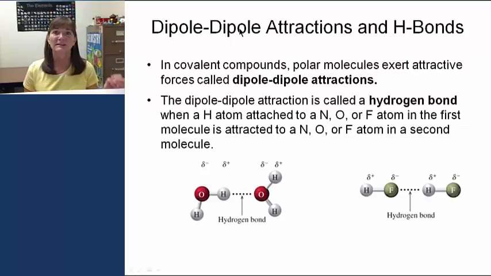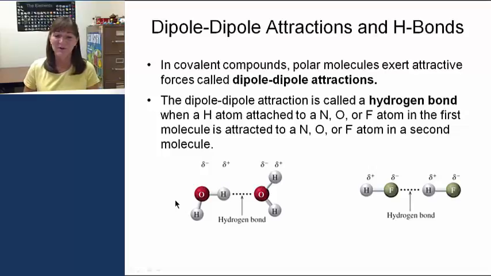In a dipole-dipole attraction, remember when I say the word dipole, that means I have a positive end and a negative end to my molecule. So that molecule is polar. It should make sense that it's going to want to stick to another polar molecule, in such a way that the positive side of this molecule wants to stick to the negative side of this molecule, because opposites attract. A special dipole-dipole attraction is called a hydrogen bond. This is when a hydrogen atom attached to a nitrogen, oxygen, or fluorine in a first molecule is attracted to the nitrogen, oxygen, or fluorine in a second molecule. I know that might sound confusing, so I've got a picture here to show that.